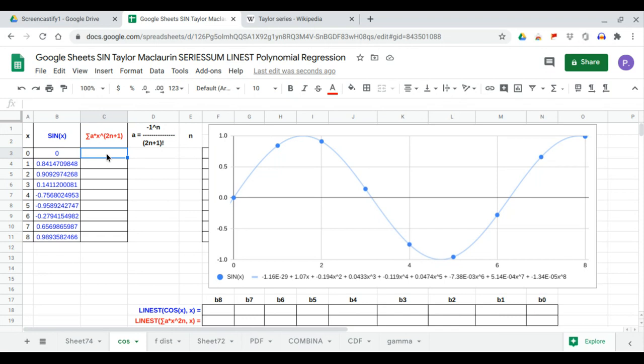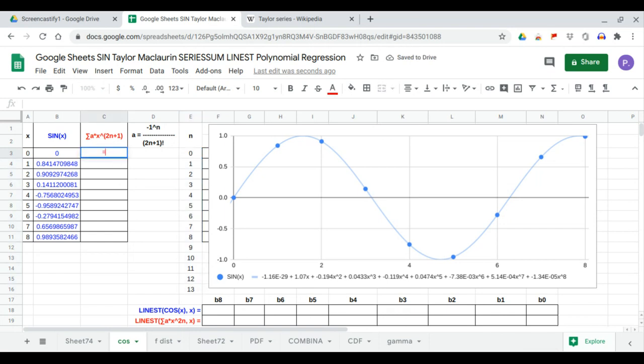Next, we generate the Taylor Maclaurin SERIESSUM of the SINE function, where it is equal to the summation of a times x to the power 2n plus 1, where coefficient a is equal to negative 1 to the power n over factorial 2n plus 1. And the values of n will be 0 to infinity. In this case, we can reach up to a maximum 13.